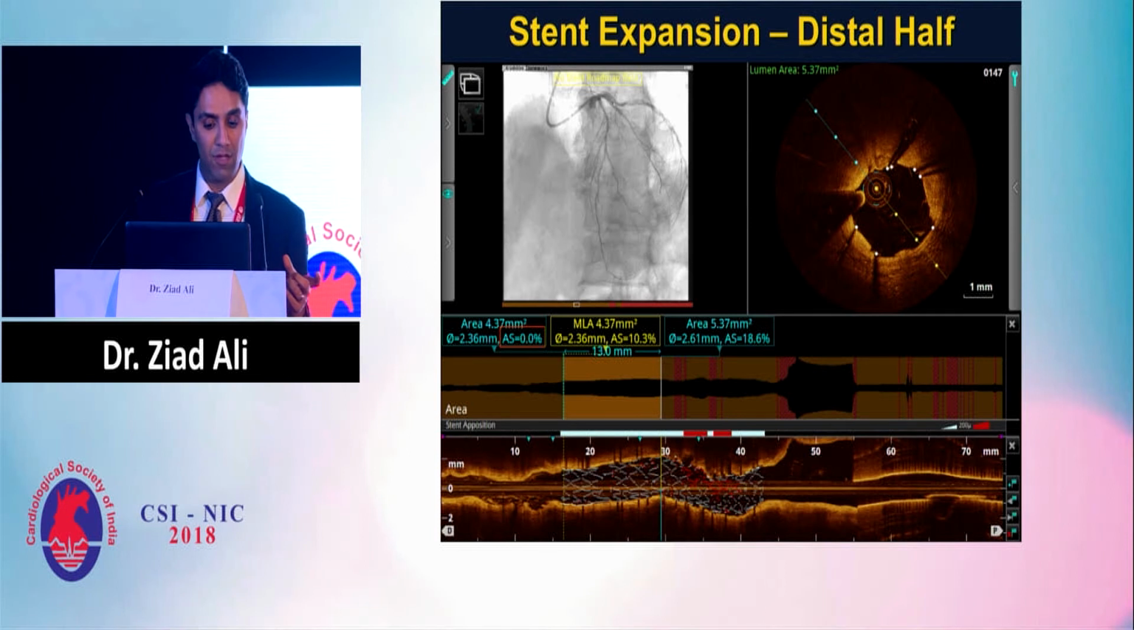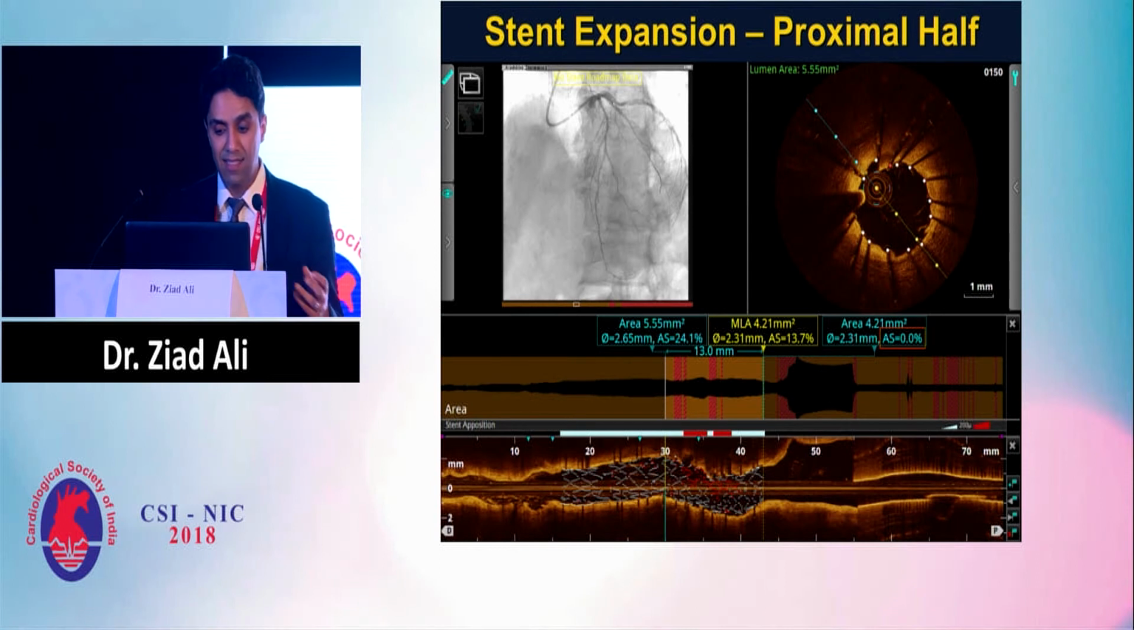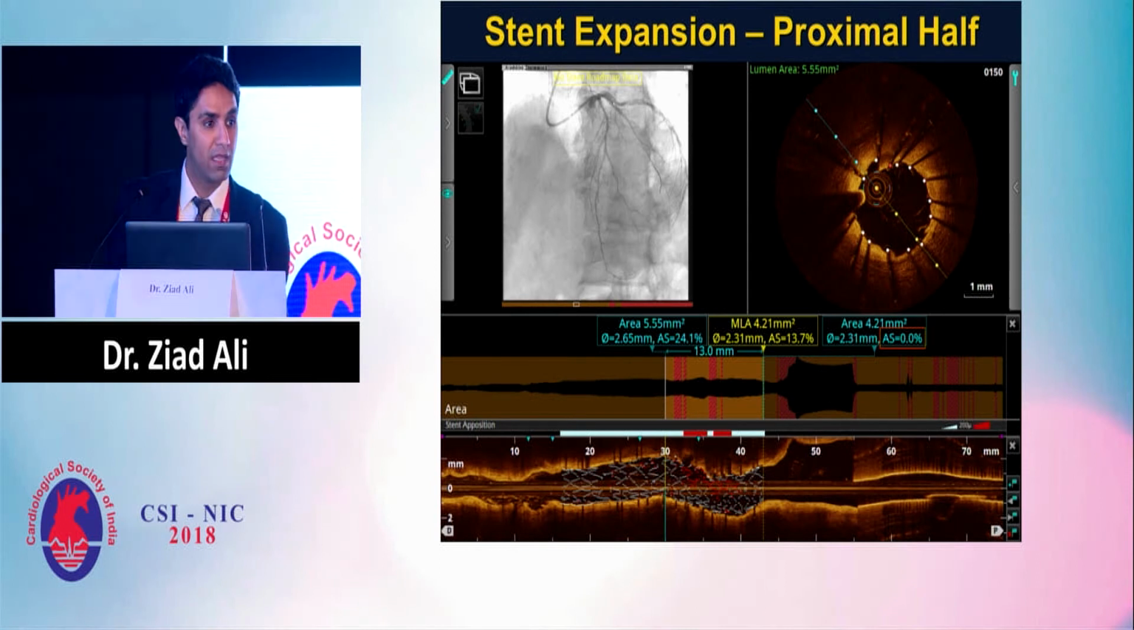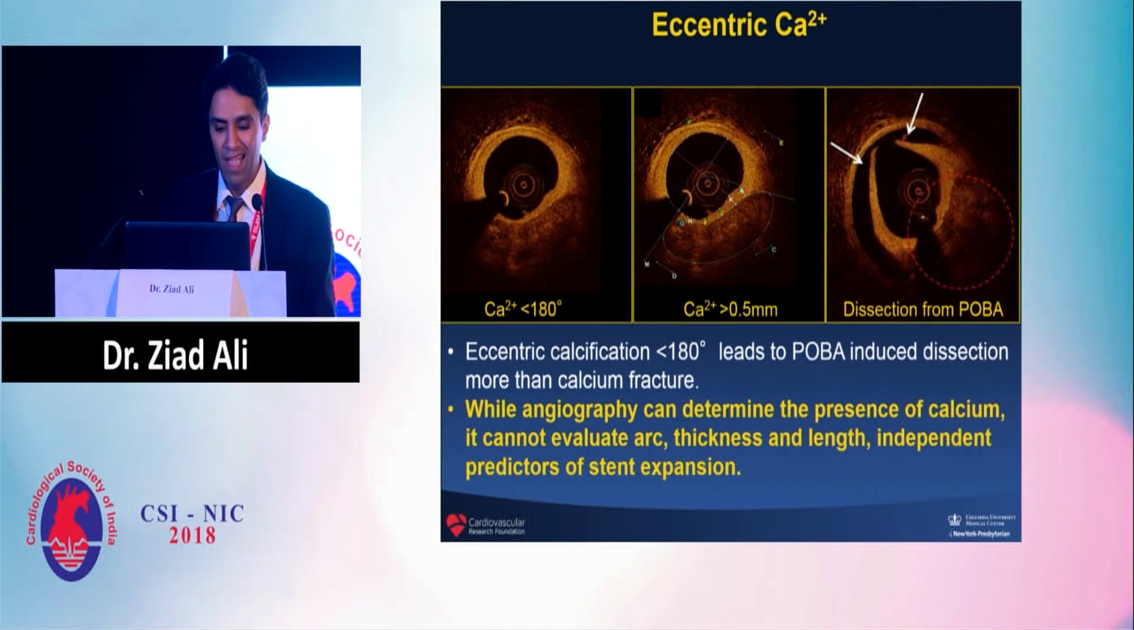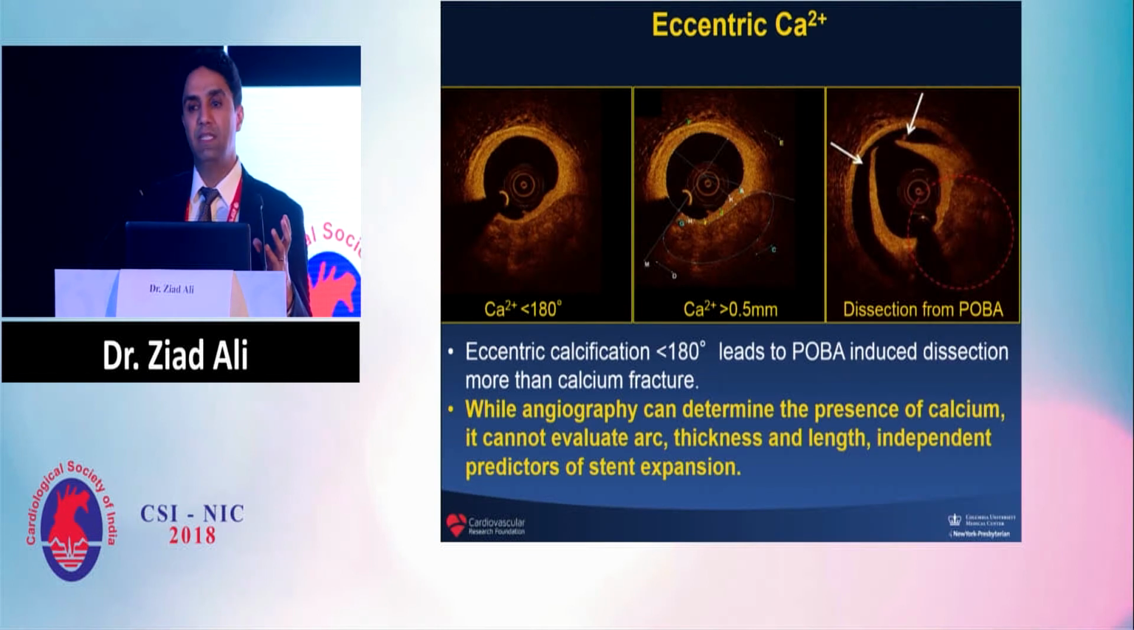This is stent expansion that's performed following the calcium fracture. Here you can see perfect stent expansion with a residual area stenosis in the distal half of the stent of 0%, and similarly complete expansion in the proximal half of the stent. What else can OCT tell you?